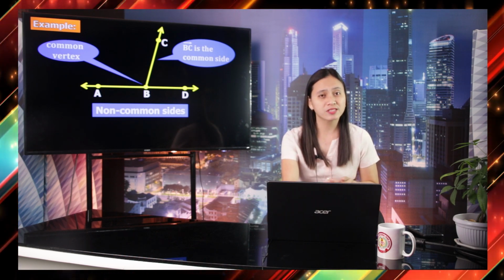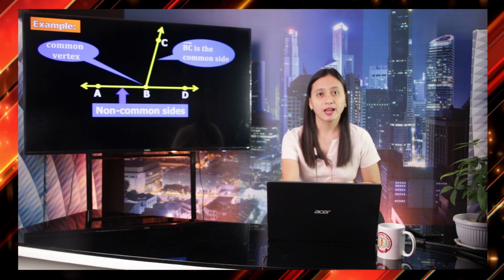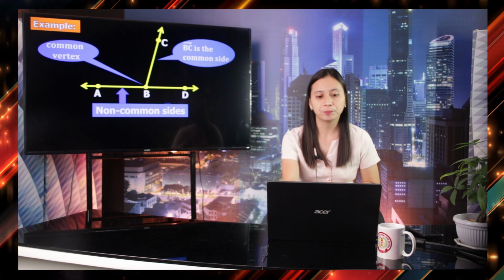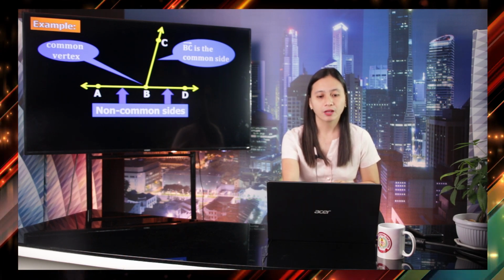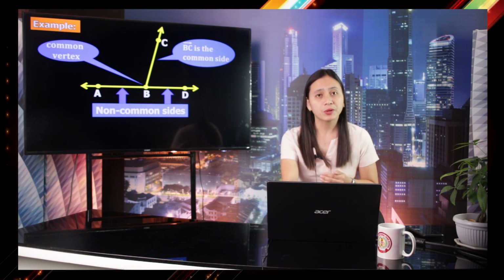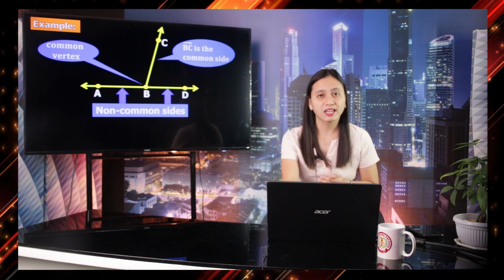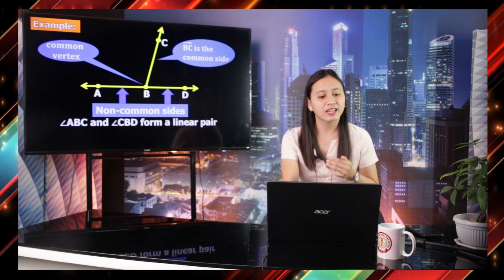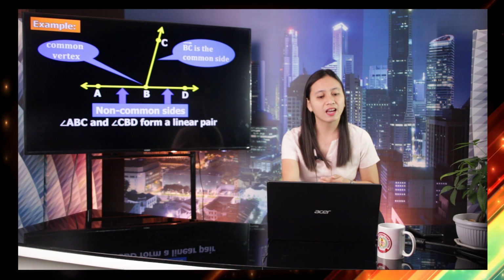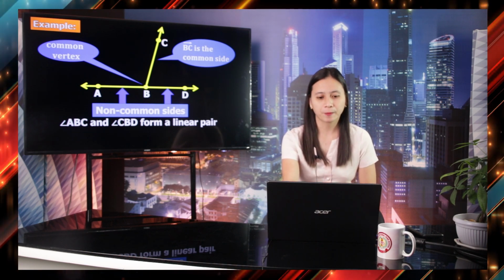Now, the non-common sides here are ray BA and ray BD. So, clearly, the two rays are opposite. So, we can say that angle ABC and angle CBD form a linear pair.